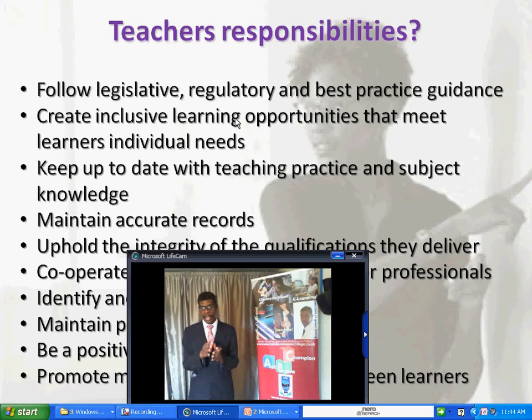In each of these situations, you as a tutor have a responsibility to create a lesson that is inclusive, meaning every candidate on the program must come out as having been serviced properly, meeting their needs. Very critical.